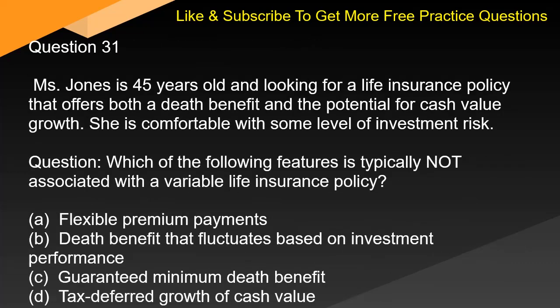Question 31. Ms. Jones is 45 years old and looking for a life insurance policy that offers both a death benefit and the potential for cash value growth. She is comfortable with some level of investment risk. Question. Which of the following features is typically not associated with a variable life insurance policy? A. Flexible premium payments. B. Death benefit that fluctuates based on investment performance. C. Guaranteed minimum death benefit. D. Tax-deferred growth of cash value.